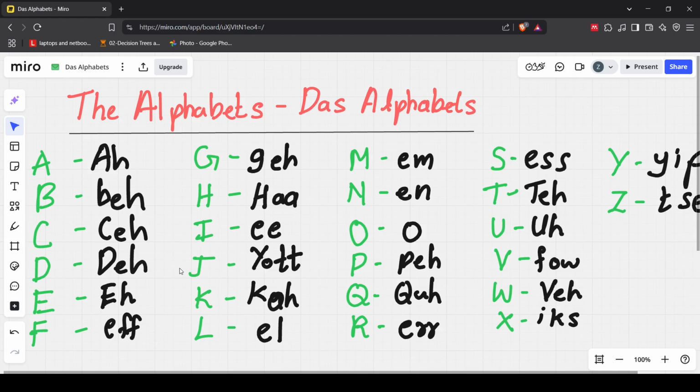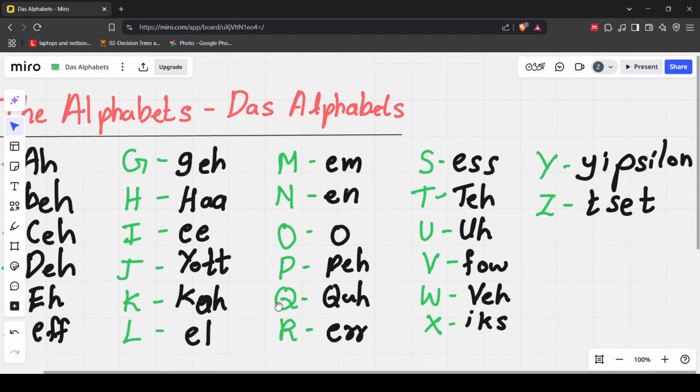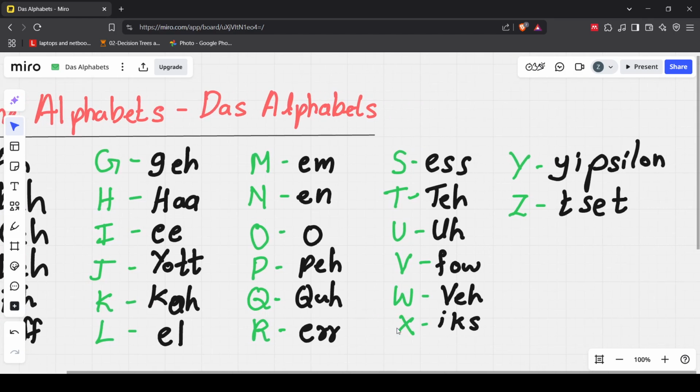So the alphabets are A B C D E F G H I J K L M N O P Q R S T U V W X Y Z.